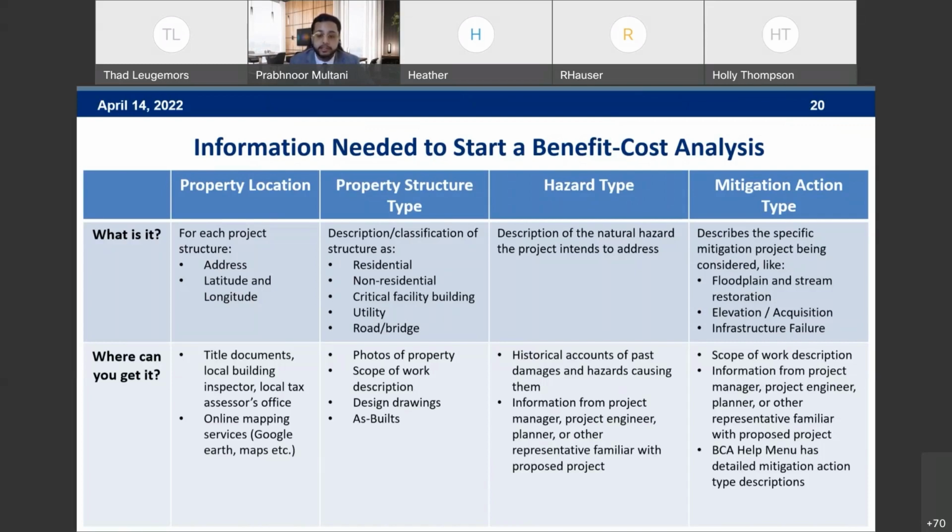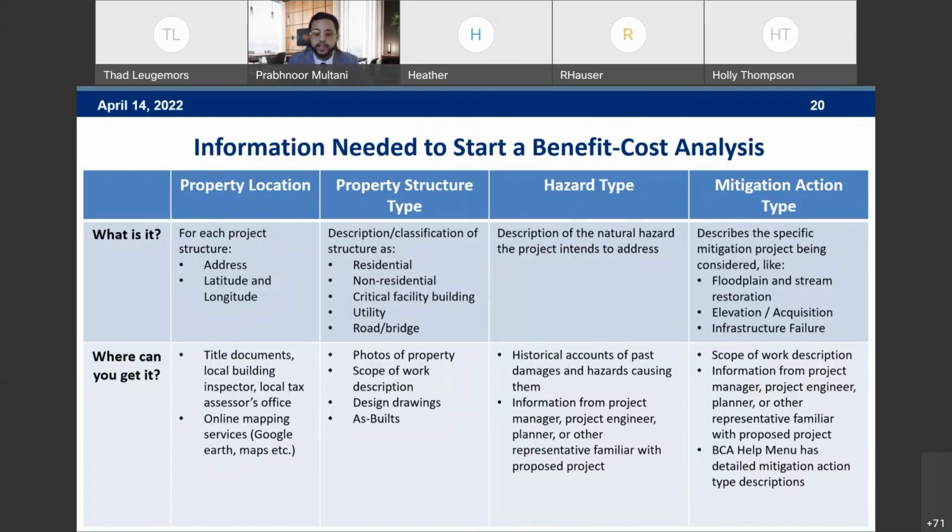Mitigation action type. This describes a specific mitigation project being considered. So within the toolkit, you'll find options such as floodplain and stream restoration, elevation/acquisition, and infrastructure failure. Where can you find this information? It can be included in your scope of work description from project manager, engineer, planner, or other representative familiar with the proposed project. And there also is the benefit cost analysis help menu within the toolkit. It has a very detailed description for each mitigation action type.